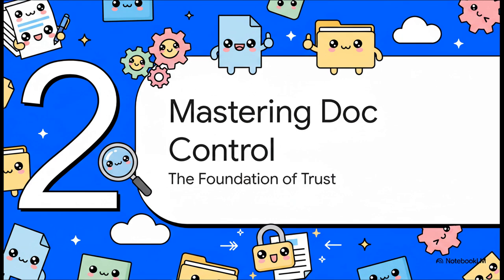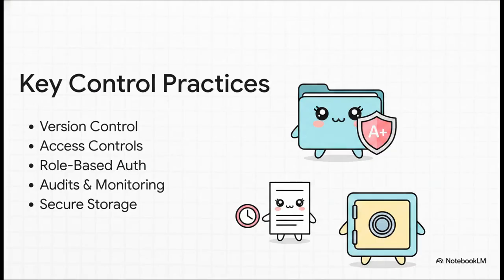Moving right along to Section 2, Mastering Document Control, which is really the foundation of trust. You simply cannot build a safe AI without these core control practices. They are what ensures your policies, records, and datasets are completely protected from any unauthorized tampering. We're talking about consistent version control, clear access limits, role-based authentication, and secure data storage. This means having a really systematic approach to identifying documents, protecting them from accidental tweaks, and maintaining absolute confidentiality.